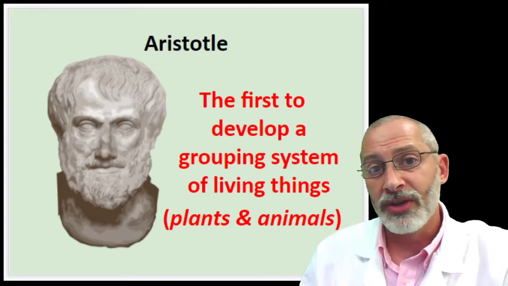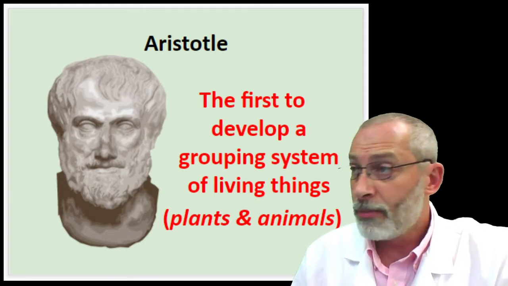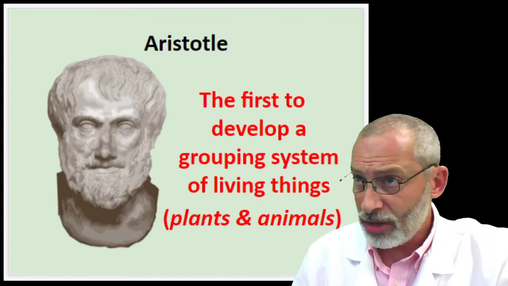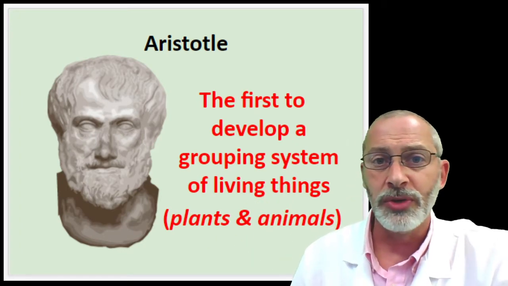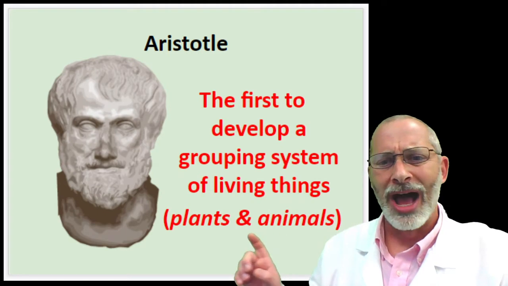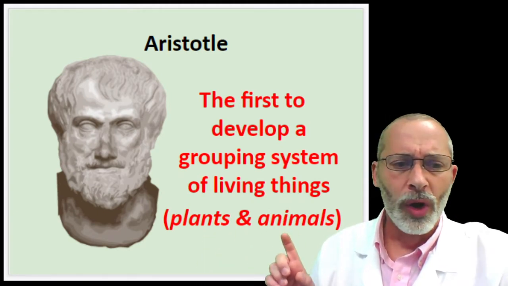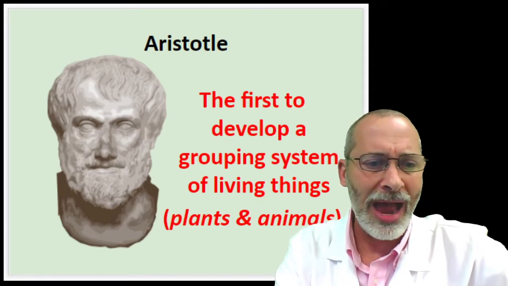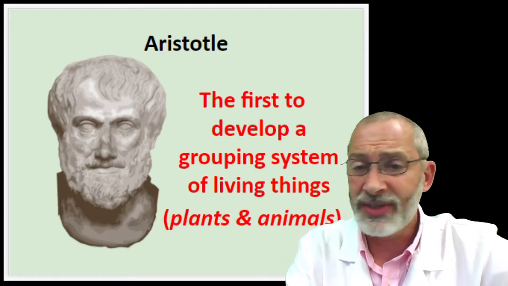In Aristotle's day, and we're talking thousands of years ago, most people, when they looked around in the environment, saw living things in only two forms. Aristotle was no different, but he officially categorized living things as either plants or animals. Now, if you think about this from Aristotle's perspective, this makes complete sense.